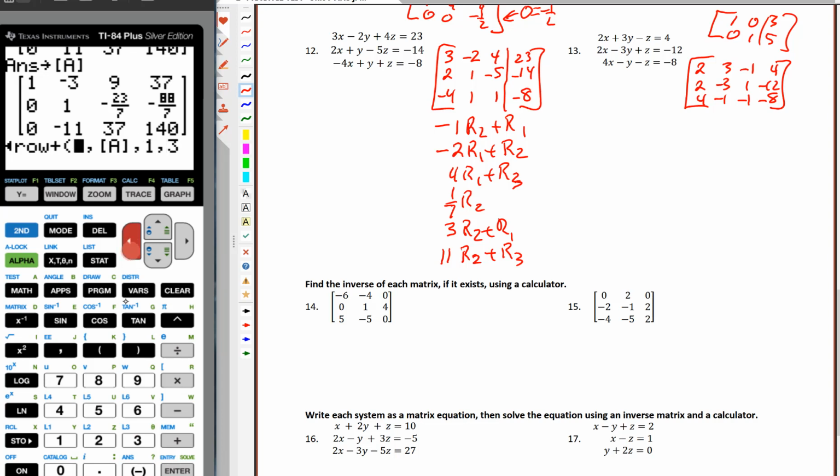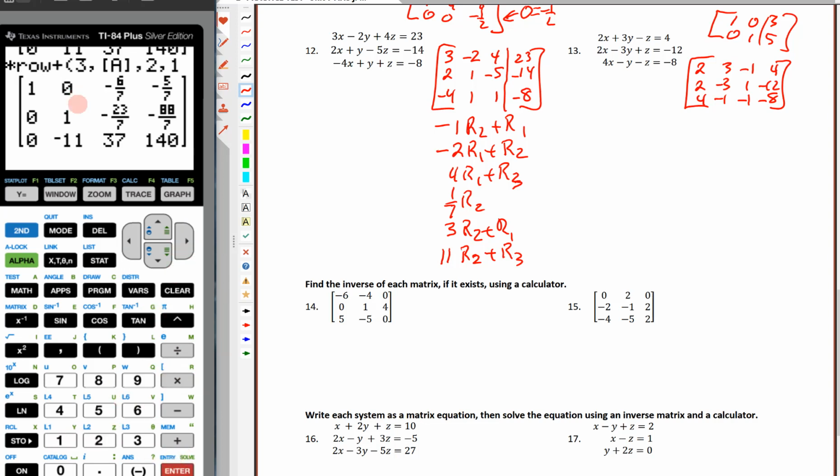And let's do this one here. I need to do a 3 and row 2 and add to row 1 and hit enter. Does what we want there. So I'm going to hit recall that store command. Now I'm going to do the other one.